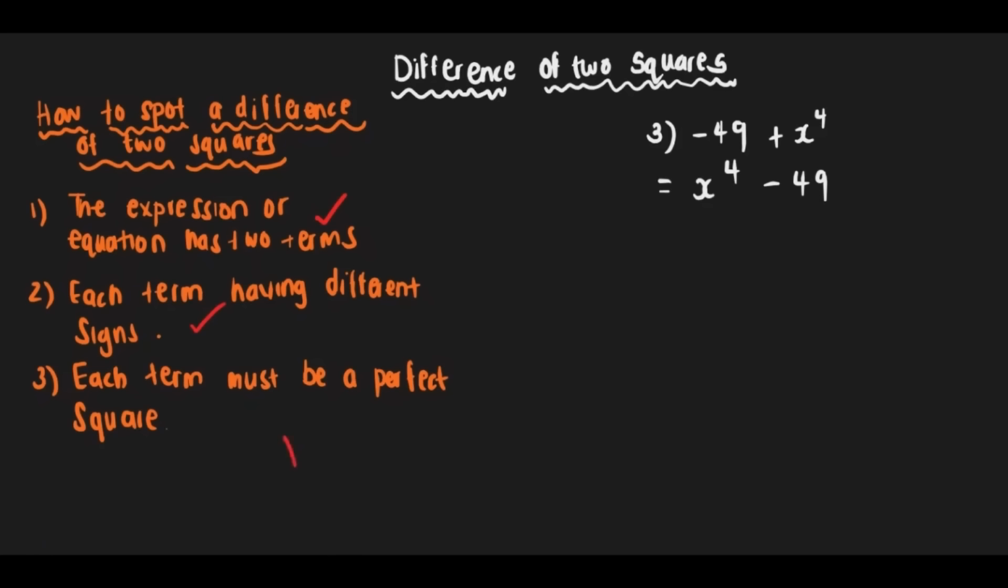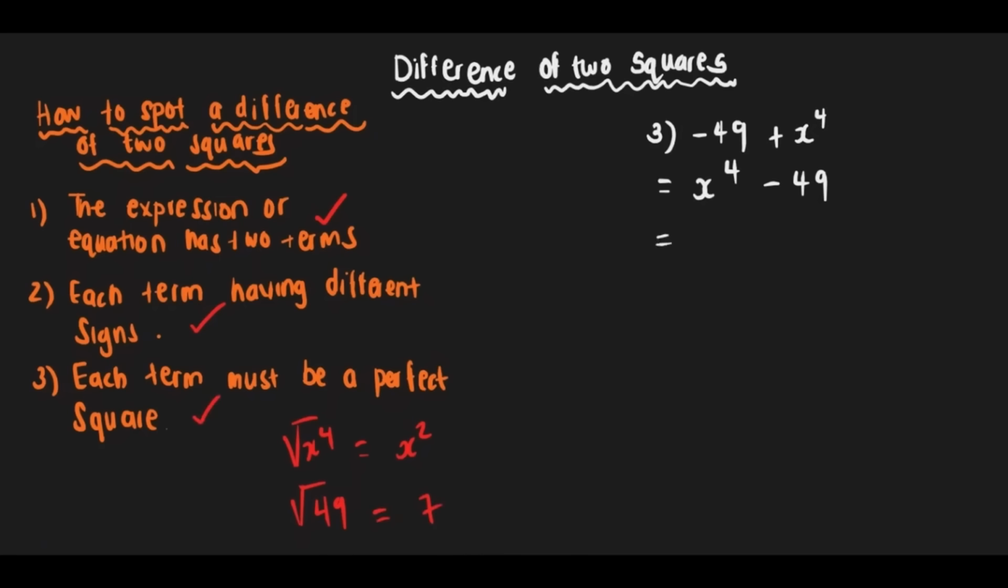So let's check whether each term is a perfect square. If we take the square root of x to the power 4, we're going to get what? X to the power 2, making x to the power 4 a perfect square. And the next term is the square root of 49. The square root of 49 is going to give us what? 7, meaning each term is a perfect square. So this one is satisfied.